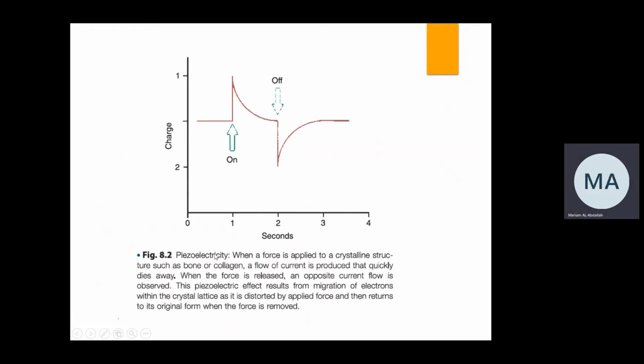Okay, so piezoelectricity is when a force is applied to a crystalline structure such as bone or collagen, then a flow of current is produced that quickly dies away. Dies away means decays. Okay, when the force is released, an opposite current flow is observed. This piezoelectric effect results from migration of electrons within the crystal lattice as it is distorted by applied force and then returns to its original form when the force is removed. But this effect decays quickly, and if the force is removed, as we said, then the current produced is equal in magnitude and opposite in direction.